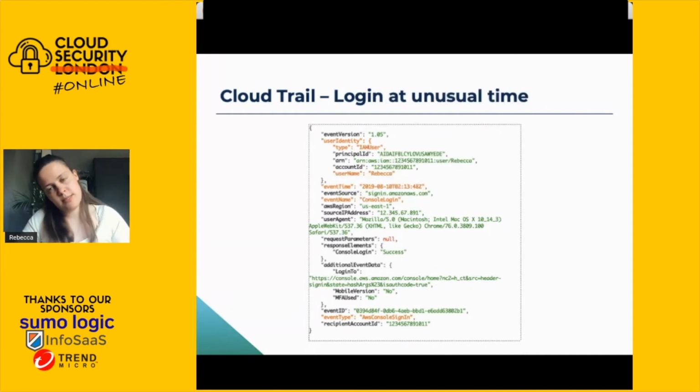Okay, the second one was we're trying to look at someone logging in at an unusual time. Again, the orange items clearly show the user, Rebecca in this instance, and the time they logged in. Obviously this is just information. There's no intelligence behind this. So we are going to need another tool to say, okay, what's an unusual time? Show me the CloudTrail logs of someone logging in between the hours of 12 and 5 a.m. I will come on to show you how you can overlay Athena on top of this to work that out.